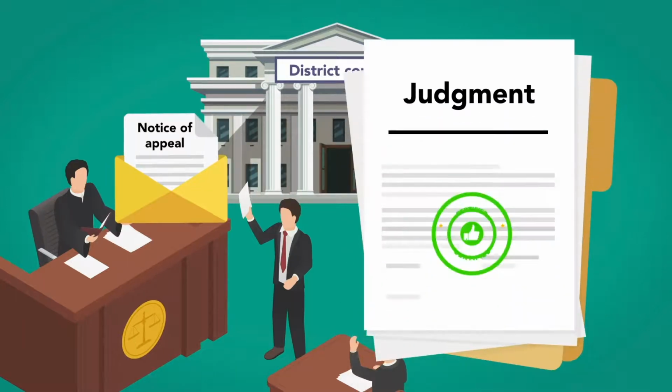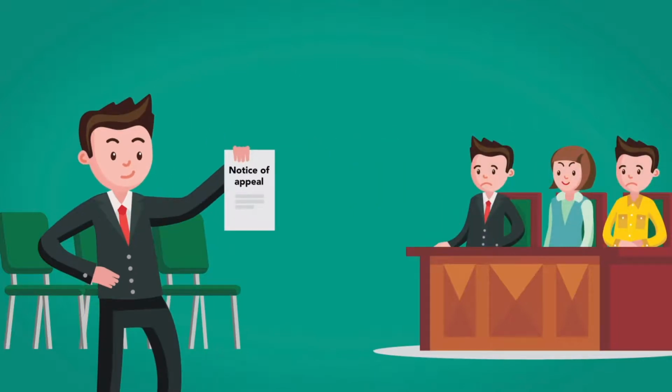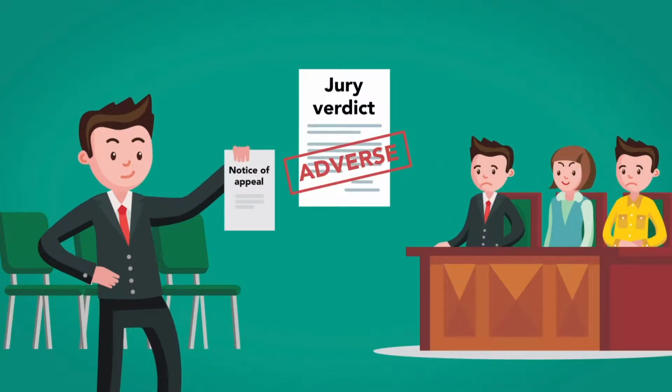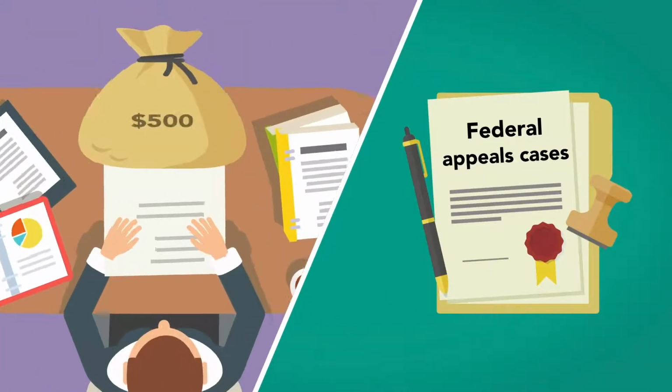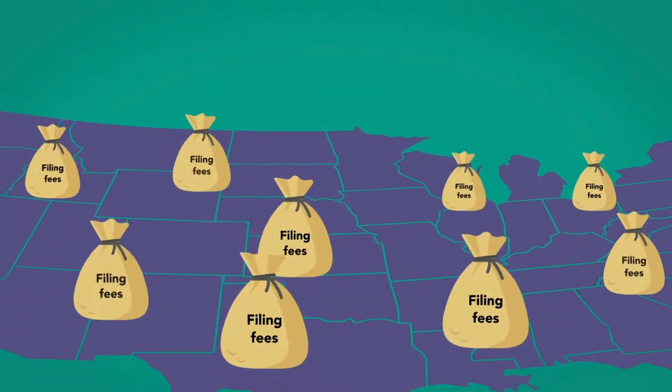It also may be filed before the judgment is certified, and an attorney may walk into the courtroom after the trial is concluded with a notice of appeal in hand to be filed whenever the jury returns, in case its verdict should be adverse. There is a filing fee of $500 for federal appeals cases. States may vary in their filing fees.